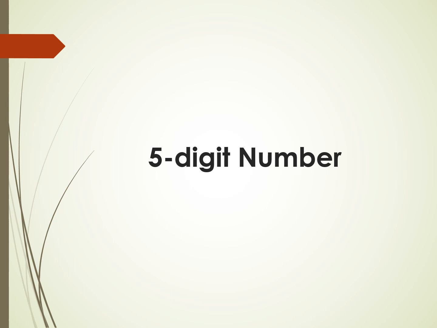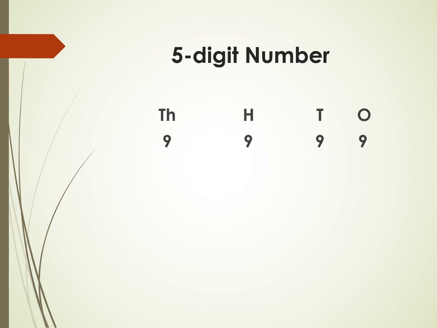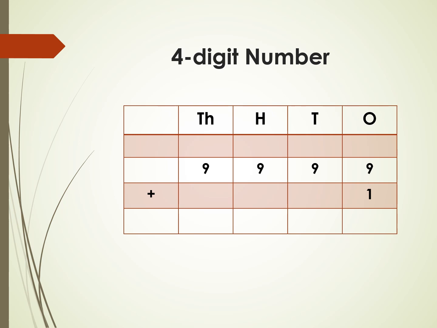Let's move on to 5-digit numbers now. We will build a 5-digit number from the highest 4-digit number, just like we did with a 3-digit number and turned it into a 4-digit number. The highest 4-digit number is 9999. This number turns into a 5-digit number when 1 is added to it.